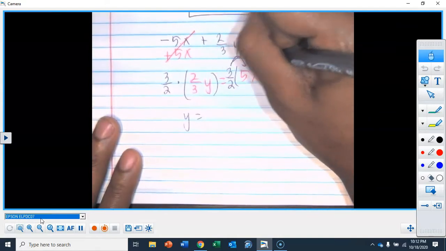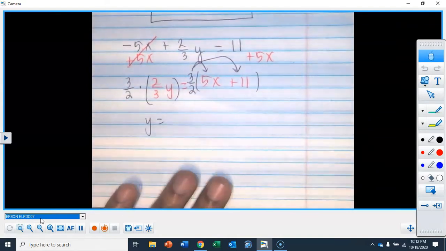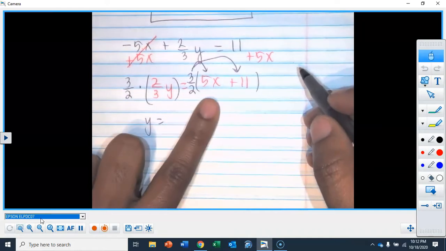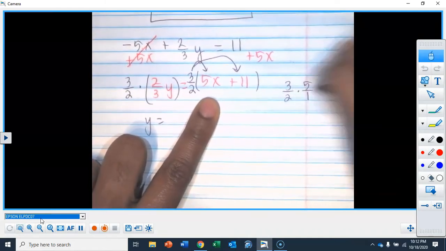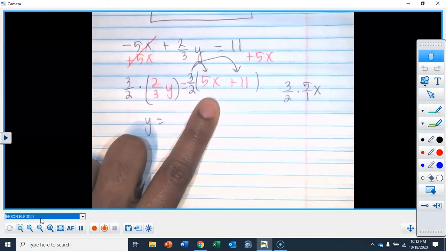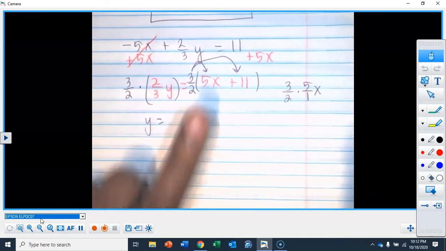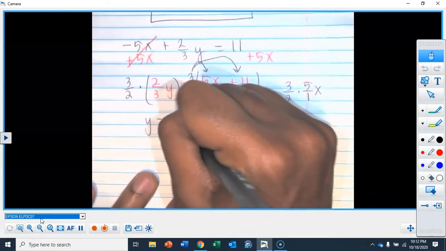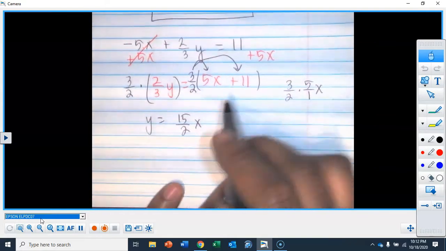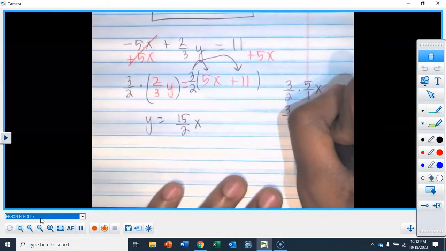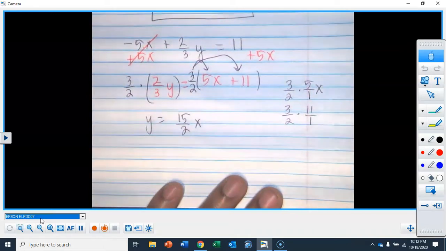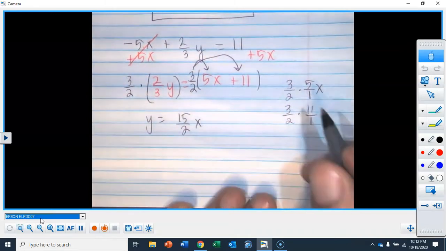Now do the distributive property, and I'm going to do my scratch work. So I'm doing 3 over 2 times 5x. So 3 over 2 times 5 over 1. You can put the x if you want. This becomes 15 over 2. So this is 15 over 2x. Scratch work again. 3 over 2 times 11. So 3 over 2 times 11 over 1. That's 33 over 2.